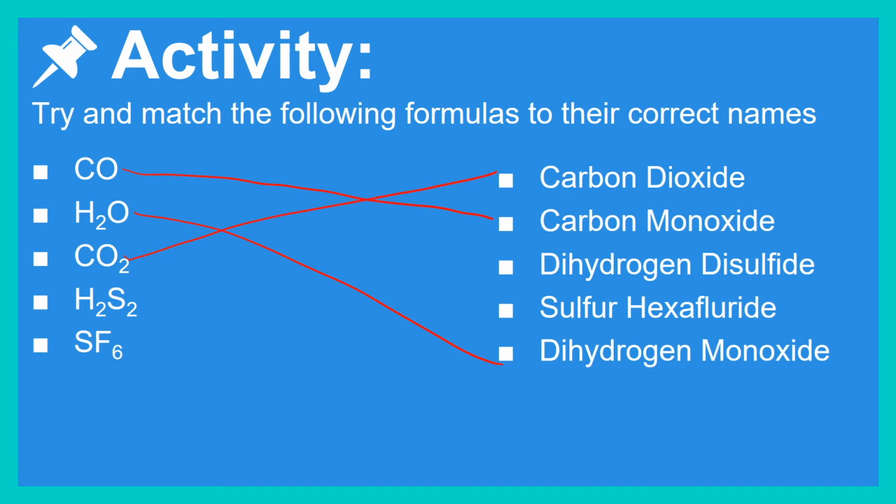Okay, second to last, hydrogen and sulfur. So we have 2 hydrogen, so it's dihydrogen, and we have 2 sulfur, so sulfur is going to become sulphide. And so it's dihydrogen disulphide. So that one goes here.